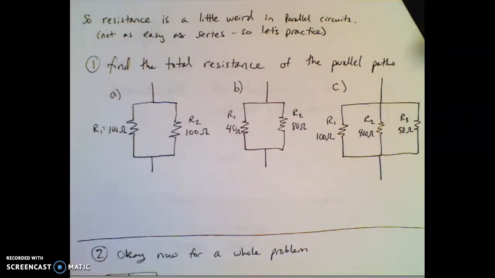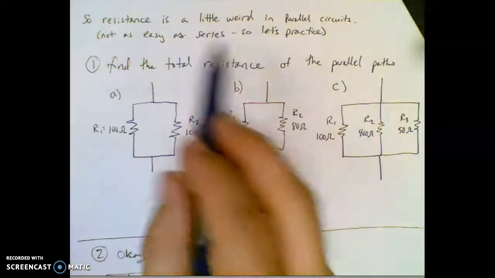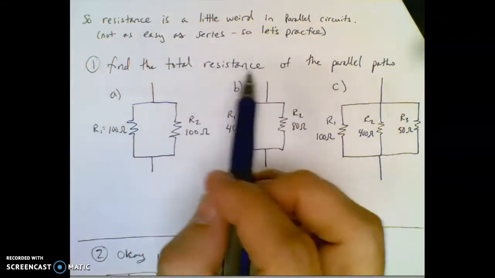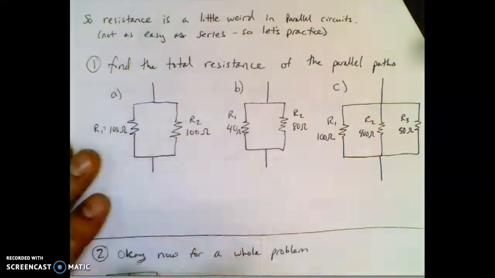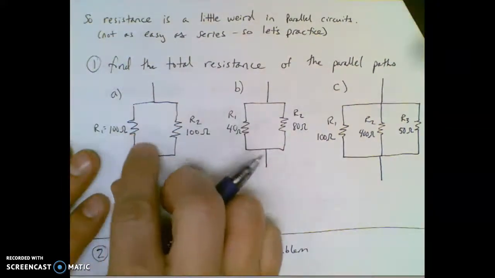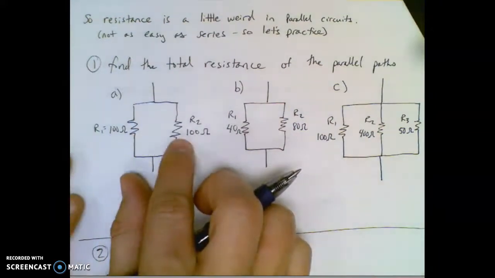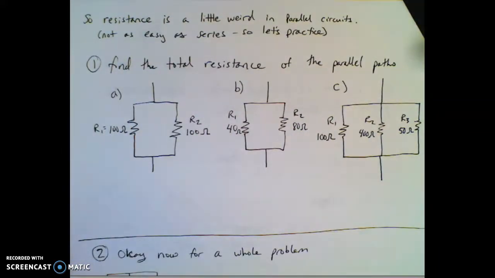So resistance is a little weird in parallel. It's not as easy as series, so we've got to practice. We're going to start with a really easy one. See how they have the same number? If resistor 1 is 100 ohms and resistor 2 is 100 ohms, if these were in series, you would just add them up.